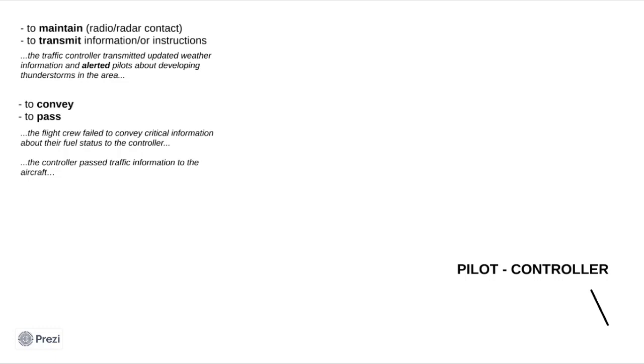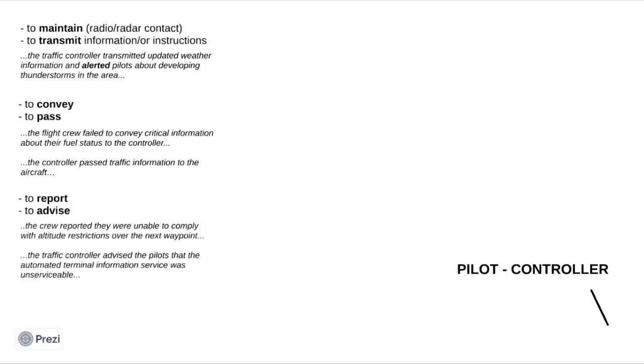However, probably the most common verbs to use in this context are to report or to advise, with its variations like to provide advisory information, to be advised, or to be informed. For example, the crew reported they were unable to comply with altitude restrictions of the next waypoint, or the traffic controller advised the pilots that the automated terminal information service wasn't serviceable.